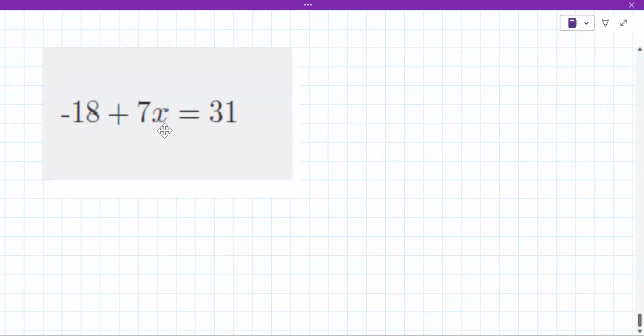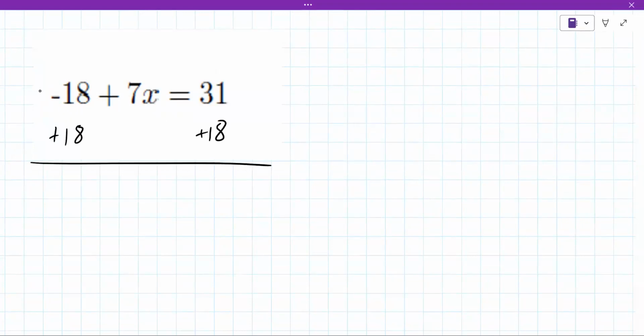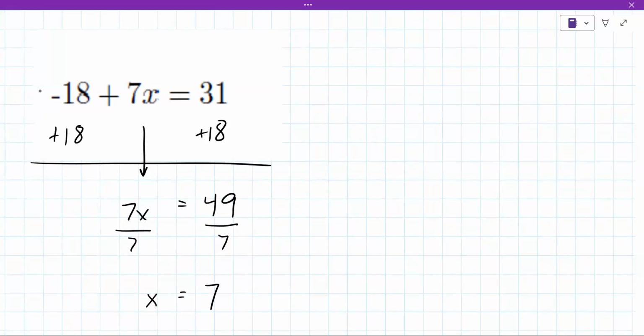So just a little bit different. I'll step you through this one. Sometimes the order is a little different. Like this is minus 18 plus 7x, but you undo a negative with a positive. So you add 18 to both sides like this. And then you bring down the 7x equals 49. And then you divide both sides by 7. So x equals 7.